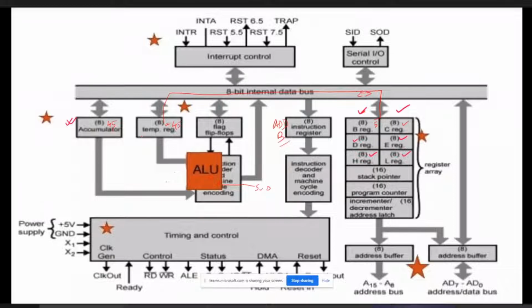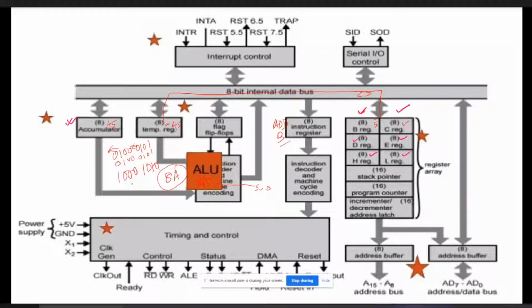So what will happen? 45 plus 45. What will be the result? It will be 8A. 8A means 1000 1010. So during this addition, 45 is 0100 0101 and the other 45 is 0100 0101. During this addition, we don't have any auxiliary carry. We don't have a final carry also.